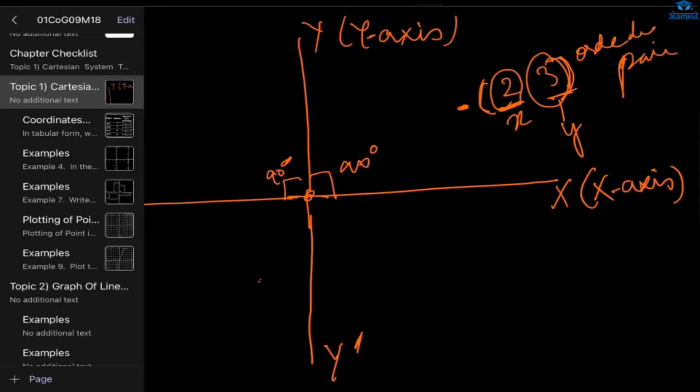And what is the point? At what location of y is this value? Okay, like 2 is here. That means here this value will be 2, and 3 means this point. If you join here, it will be 3. Okay, understood?